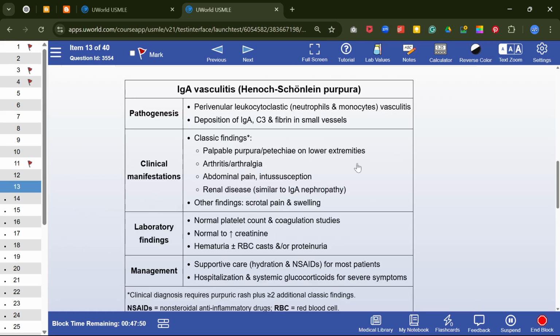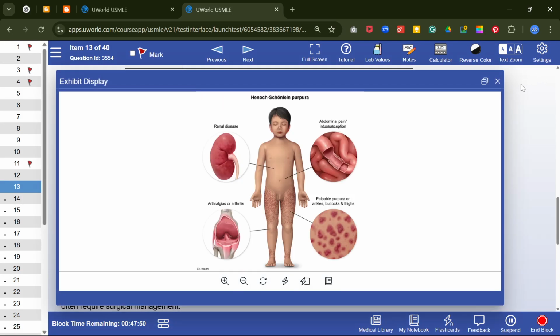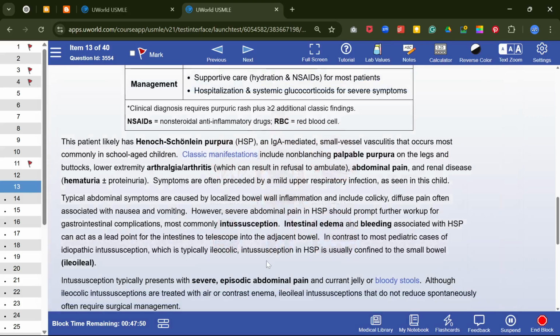Okay, it's IgA vasculitis or HSP, Henoch-Schönlein purpura. This patient likely has HSP, an IgA mediated small vessel vasculitis that occurs most commonly in school-aged children.